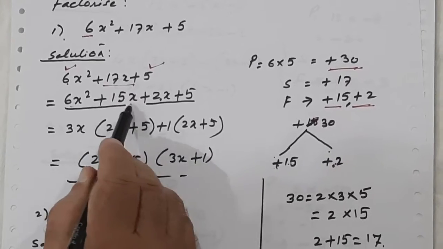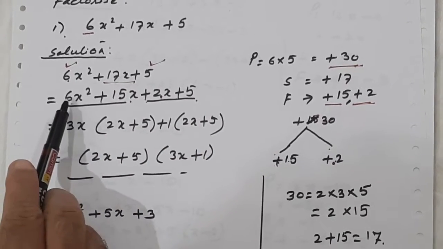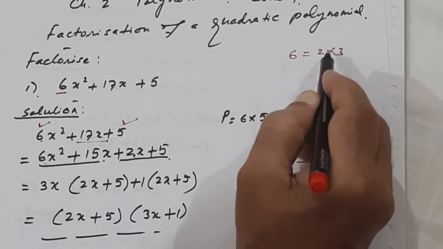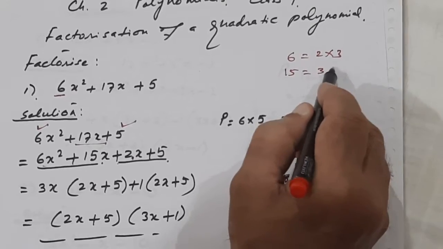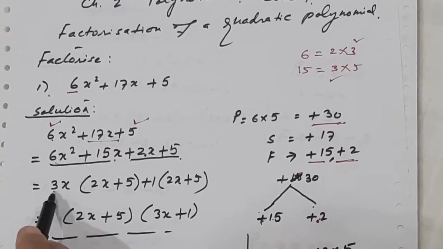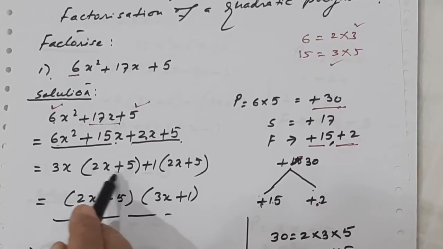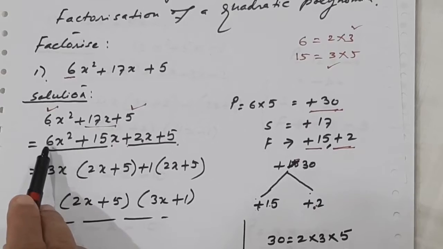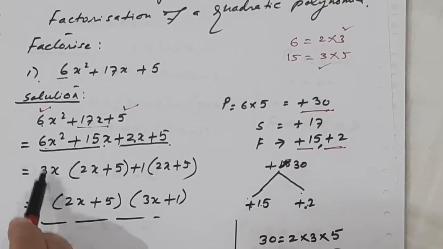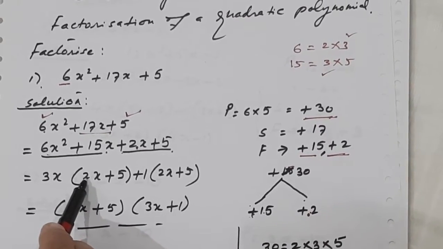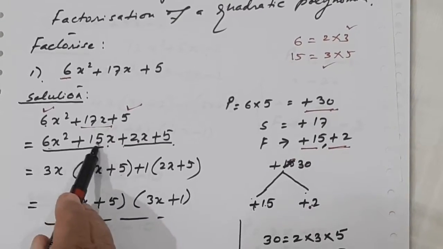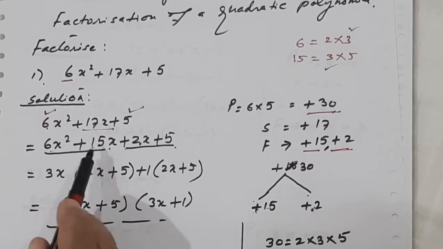Now as usual, take the first two terms and the next two terms. Now see between 6 and 15, which is common? 6's factors are 2 and 3, and 15's factors are 3 and 5. So which is common? 3 is common. Therefore 3 will be common and x will be common. And how to obtain this bracket? By dividing 6 by 3, so use the table of 3 on 6. 3 twos are 6, so 2x. The sign will be the same here. 3 fives are 15. Divide 15 by 3, or use the table of 3 on 15.